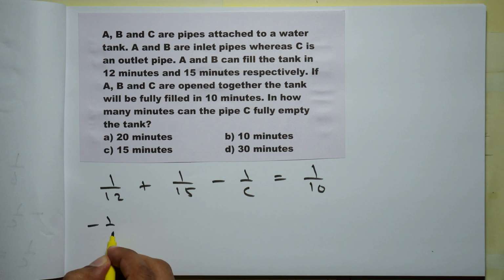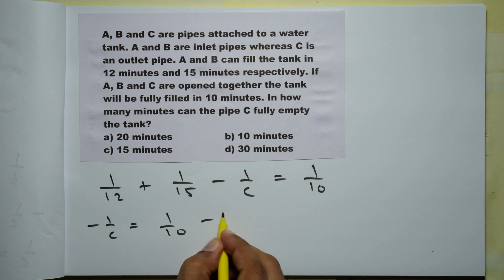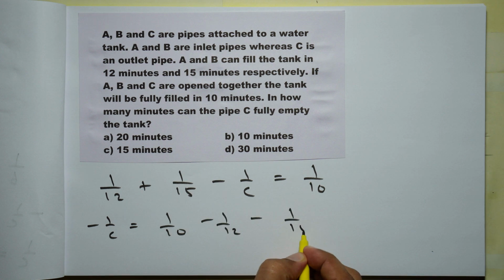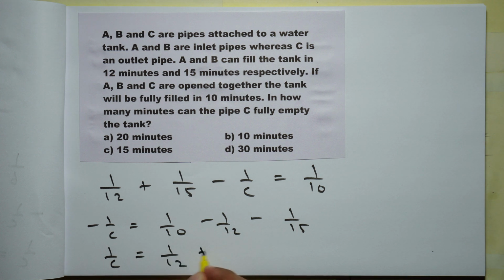So negative 1/C, you will get it as 1/10 minus 1/12 minus 1/15, or 1 by C you will get it as 1 by 12 plus 1 by 15 minus 1 by 10.